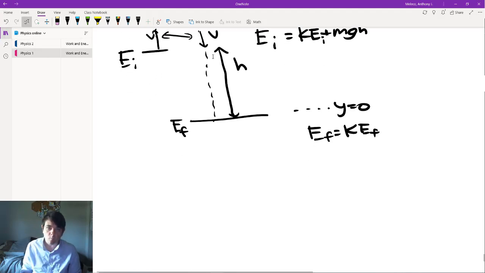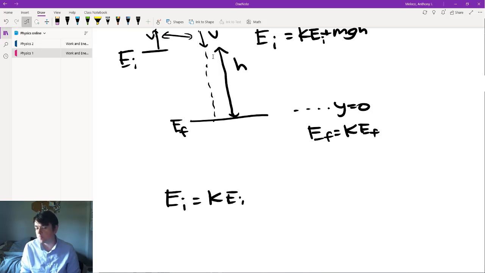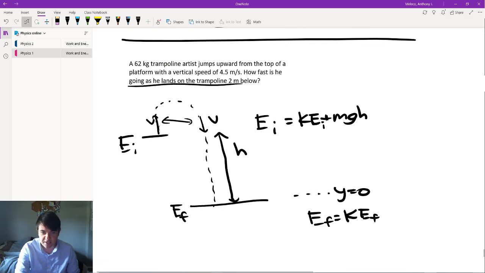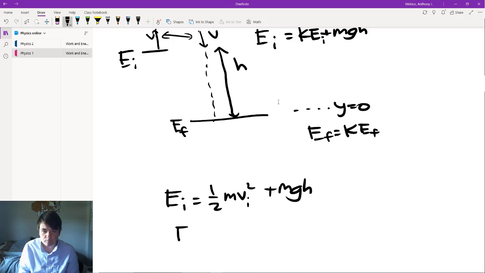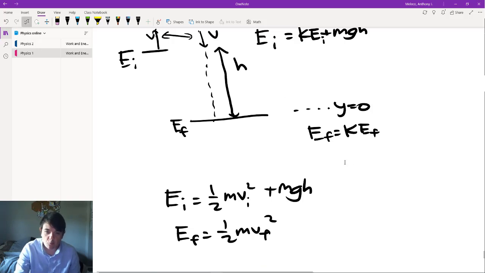So we just set these guys equal to each other. The hardest thing about this problem when you're figuring out initial energies is figuring out that he's jumping up, but then he's coming back down. And so figuring out that initial kinetic energy is the trick here. And of course, he will have the potential energy as well. So 1/2 m v initial squared, is what I'll call it, plus mgh. E final will just be 1/2 m v final squared. And we just want to solve for this.